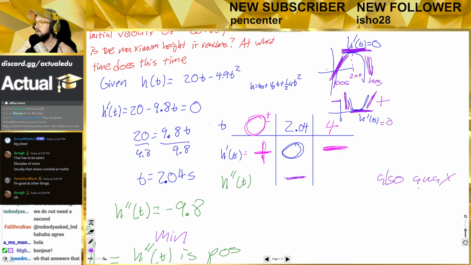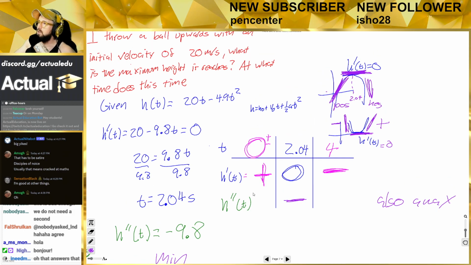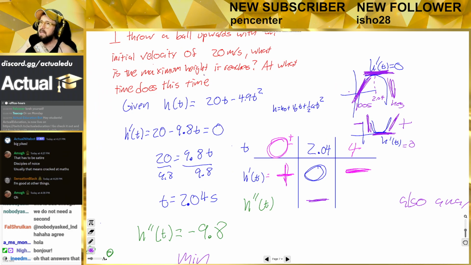Okay, awesome. So we determined our critical point was at 2 seconds, and we determined it was a max. That answers the question of what time it reaches its maximum height. But how do I figure out what the maximum height actually is?